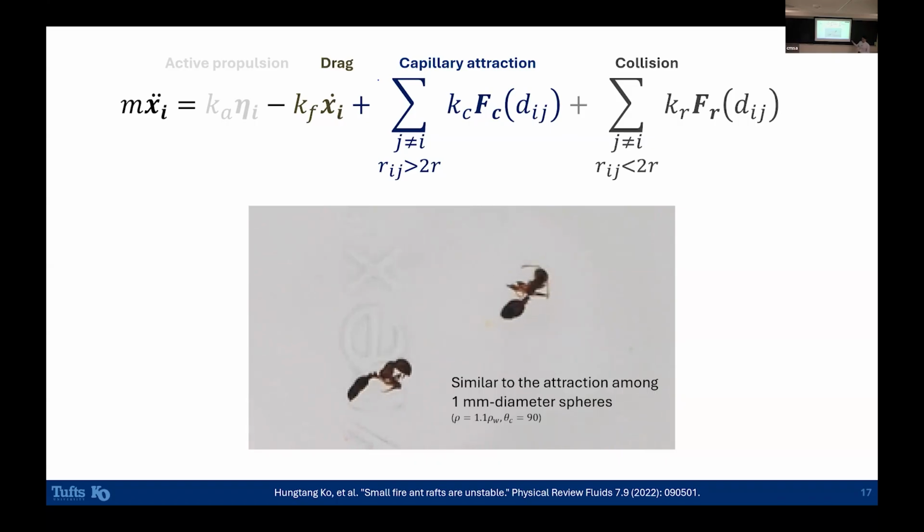The capillary attraction, again, we can also measure because we have these ants. We just kill them, so they don't have active propulsion anymore. These have drag, they have the capillary attraction, and you can measure how fast they come together and extract these coefficients. I write this equation in a very simplified way, but what I really want to highlight is that they're all characterized by coefficients that we can actually measure with different experiments.